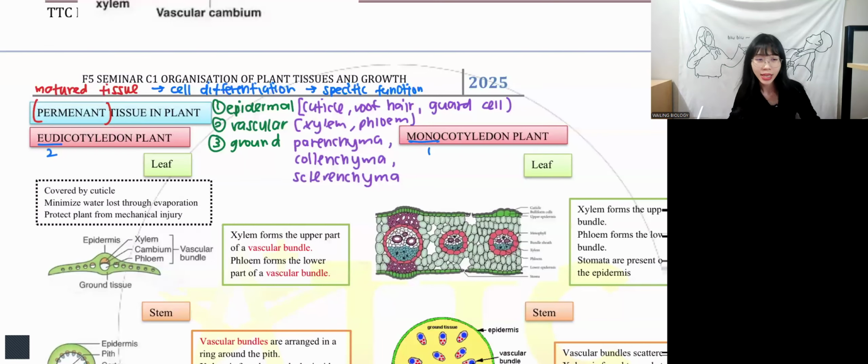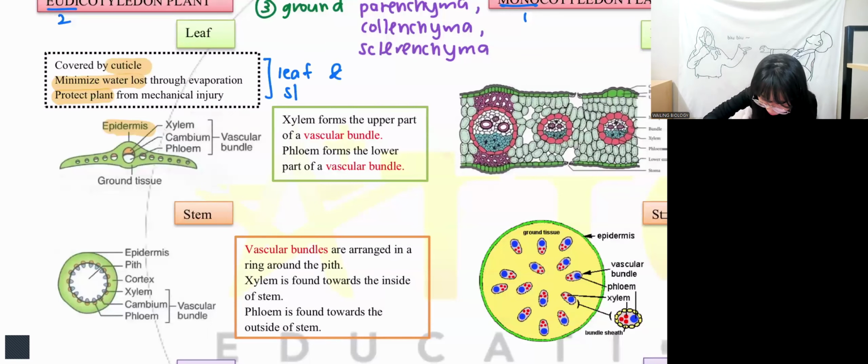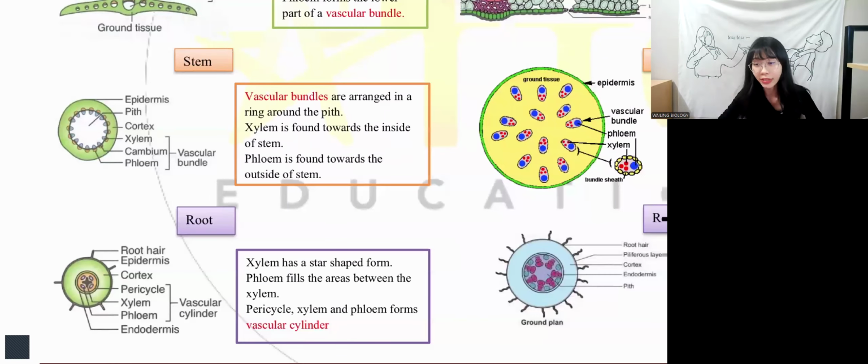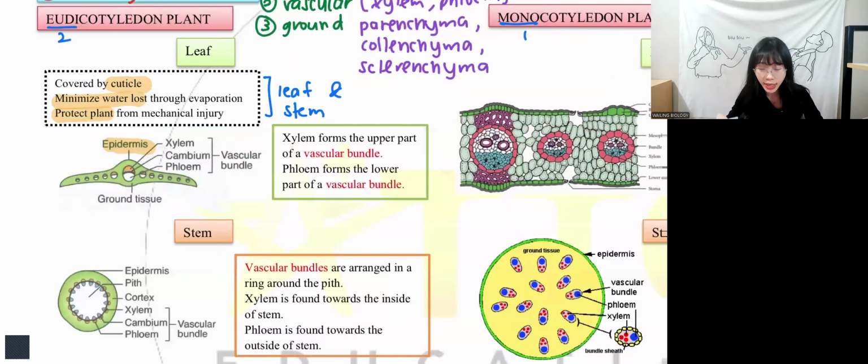It is to protect the plant from mechanical injury, which is bacterial infection, insect infection. The characteristic can only be used in leaf and stem, not for root. Why? Because if root has cuticle, do you think root can absorb water? Cannot be, right? So the root, they are not covered by cuticle. So the characteristic here can only be leaf and stem. Okay, 2 characteristics.